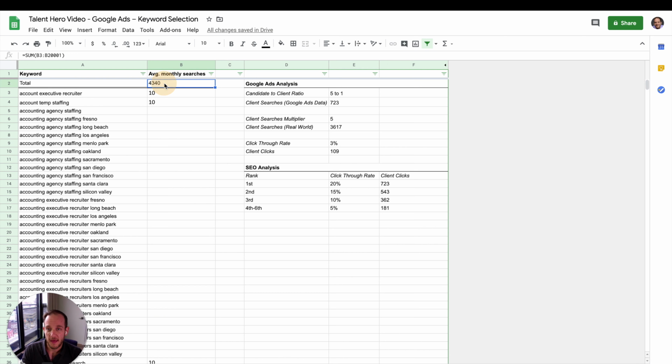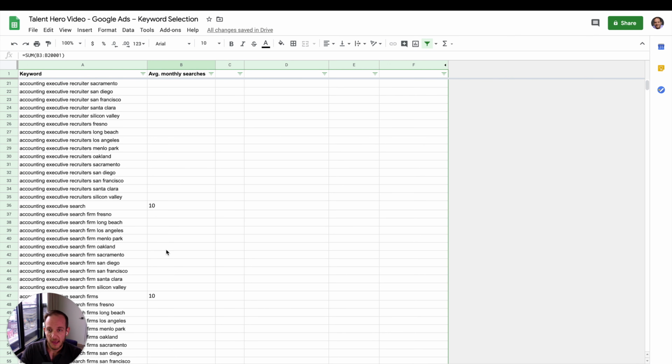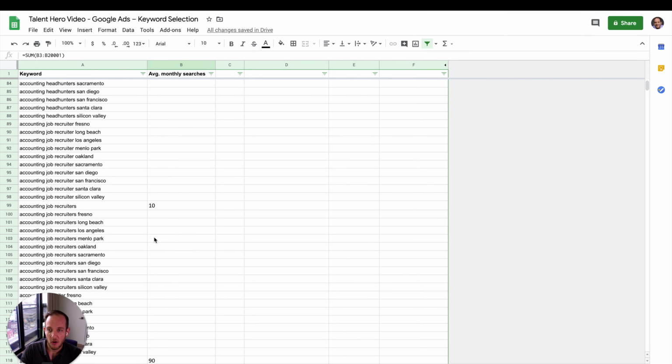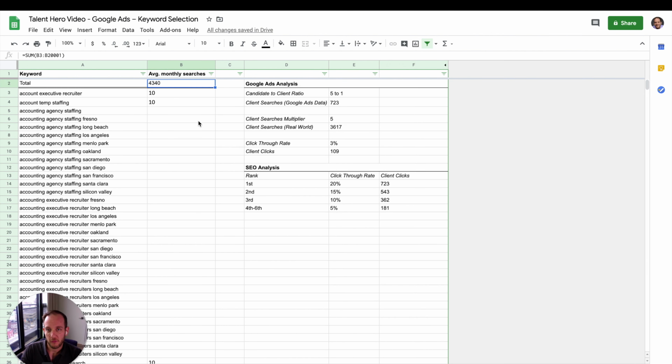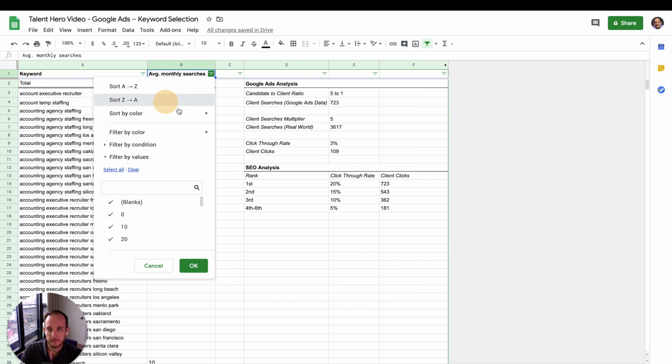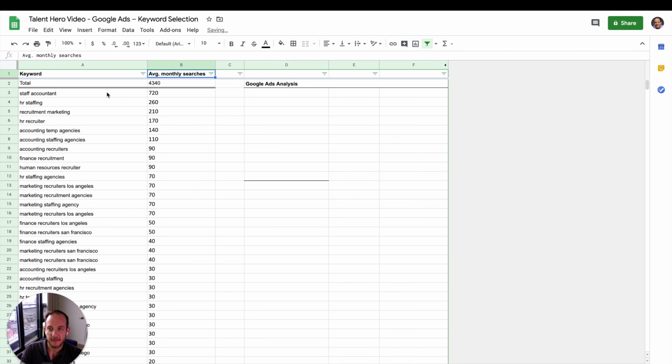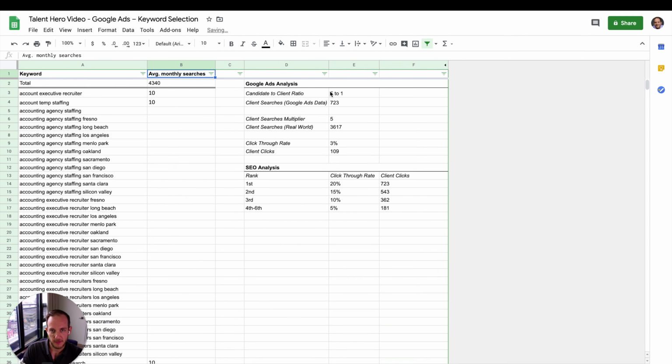So this is 4,340 monthly searches. And we can actually see roughly how many of these have any searches and how many don't. If we sort by that, we can see that staff accountant, HR staffing, recruitment marketing, HR recruiter, accounting temp agencies, we can see where we get the most volume from. I'm just going to put this back because I need these numbers here. And so we do have to think about this a little bit further.